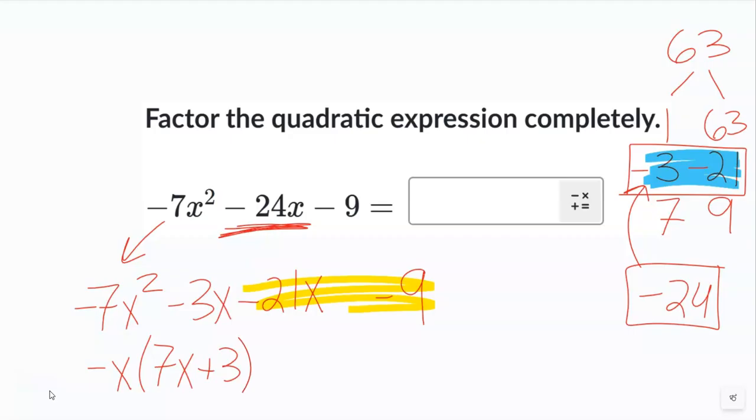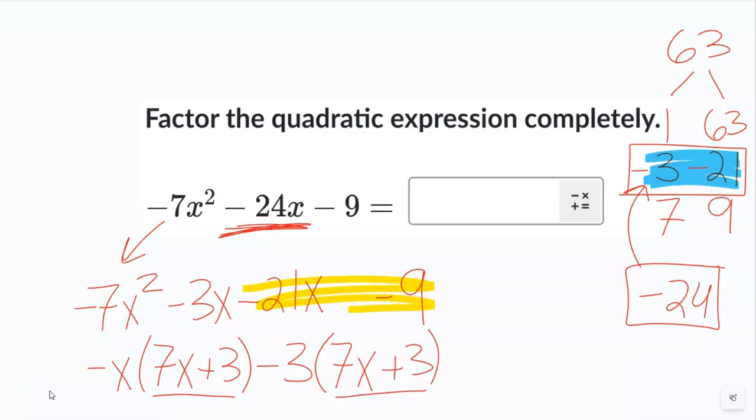Now we're going to move over to the next one. Negative 21x and negative 9. What is the greatest common factor in both of those? Well, we have a negative sign. And 9 and 21, we can both pull the 3 out. And what is left over? Well, it should be what's in here. Negative 3 times what is negative 21x? It is 7x. And negative 3 times what is negative 9? It is a positive 3. And yes, these two things are the same.